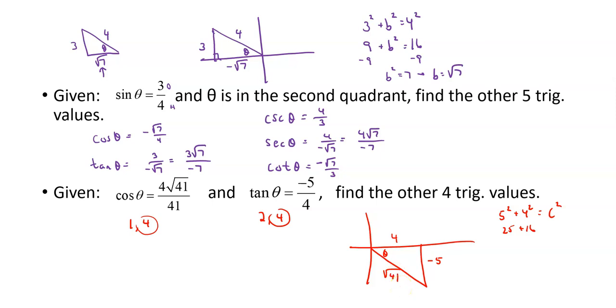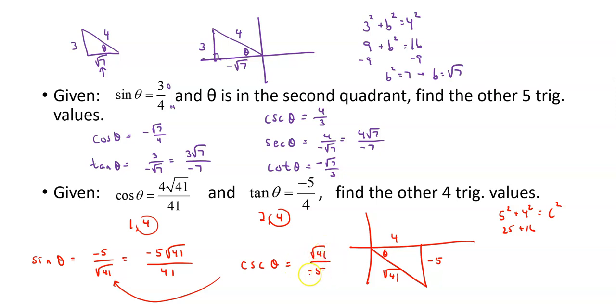All right. So what am I missing? I'm missing sine. Sine is opposite over hypotenuse. So the sine of theta is negative 5 over root 41. And again, rationalize my denominator, so I get negative 5 root 41 over 41. And then if you want the other ones, just flip the ones you got. Secant is going to be the reciprocal of cosine. Cotan is the reciprocal of tangent. And cosecant is the reciprocal of sine, although when I find it, I would go back to this form of it and flip, so you don't have to re-rationalize your denominators. So cosecant of theta is root 41 over negative 5.